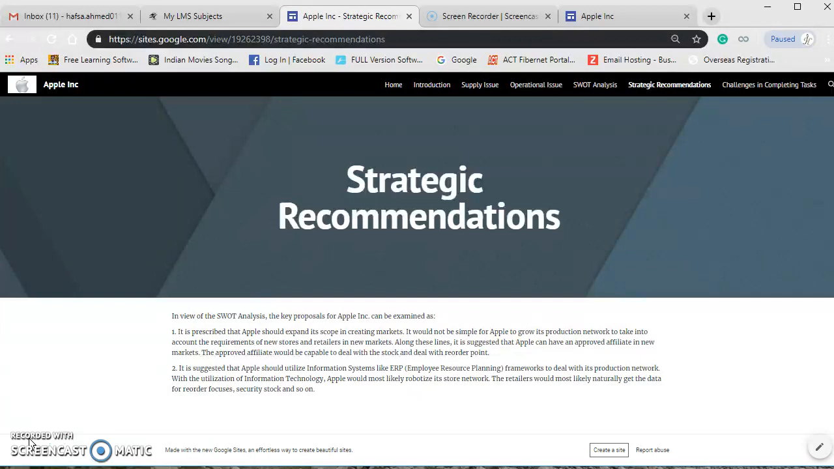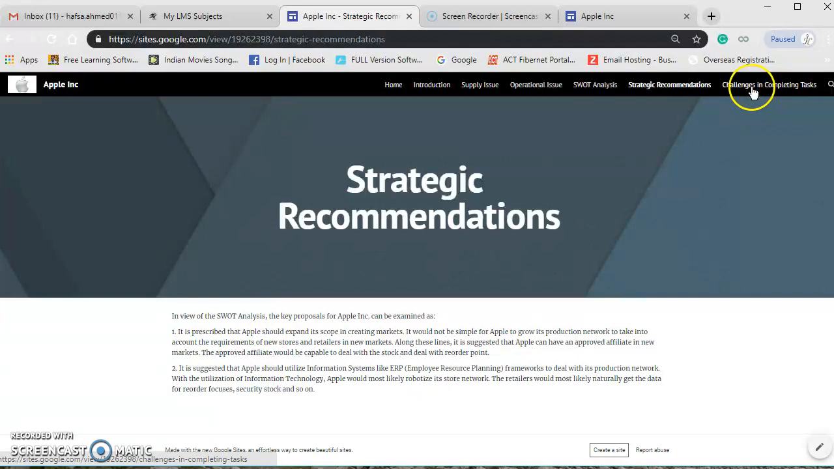Second point could be a recommendation that Apple should use an information system like ERP, enterprise resource planning system, to manage its supply chain. With the use of information technology, Apple would be able to automate its supply chain. The retailer would be able to automatically get the information for reorder points and safety stock, etc.